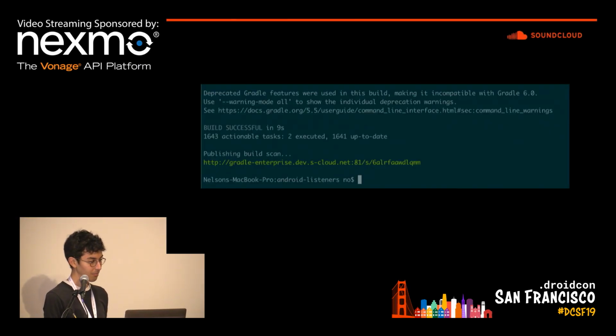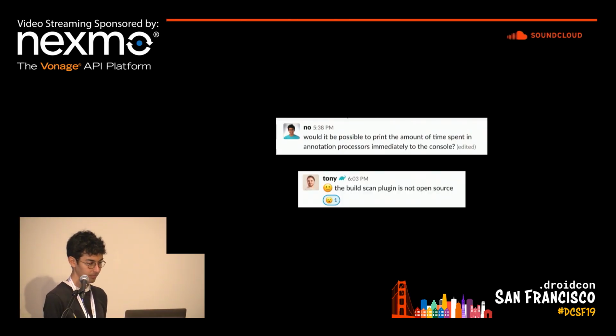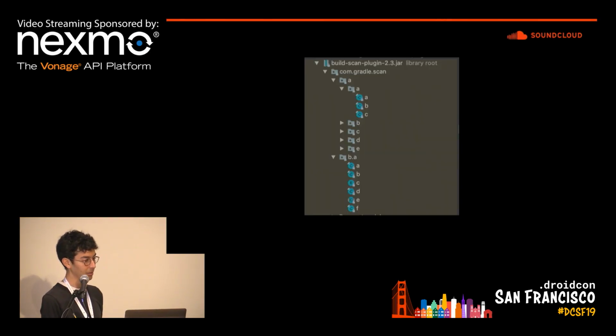Thing is, when you get a build, no one clicks those build scan buttons. So I posed the question: would it be possible to print the amount of time spent in annotation processors immediately to the console, just like the build scan plugin does? The answer from Tony was, the build scan plugin is not open source. But that doesn't stop us.